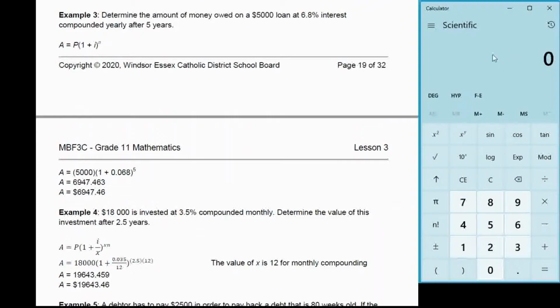So to do this question, we write our principal. We multiply that by 1 plus our rate, 0.068. That's annually. And then we raise that to the power of the number of years, which is 5. So how much we would owe back after 5 years would be $6,947.46. We round it down to the nearest penny.